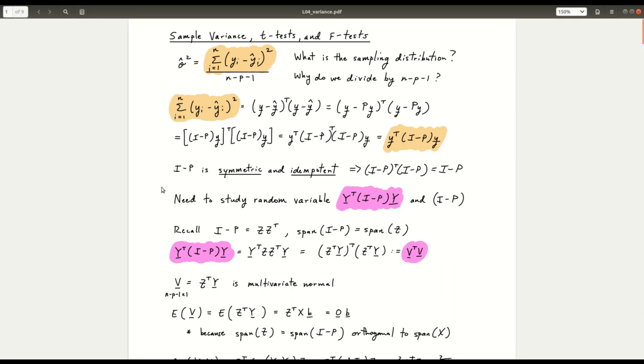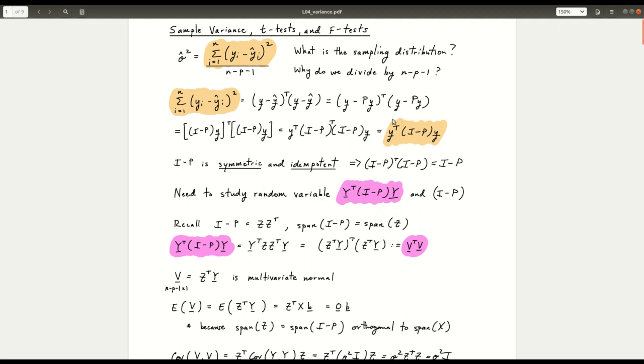Okay, so just to recall, this is the thing that's in the numerator of the formula for the estimate of sigma squared. So if we want to work out the sampling distribution of sigma hat squared, we have to look at the sampling distribution of the random variable version of this thing, because the rest of it you're just dividing by a non-random quantity. So we need to study this random variable, the random variable version of y transpose times (I minus P) times y.